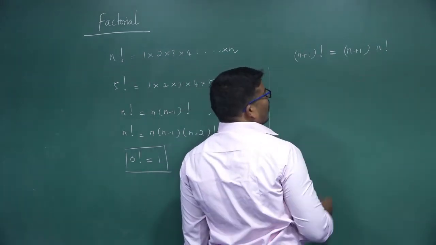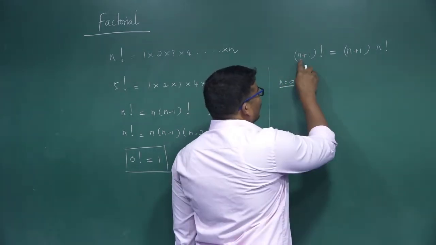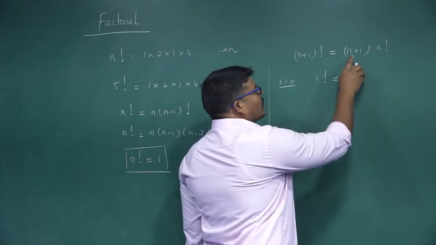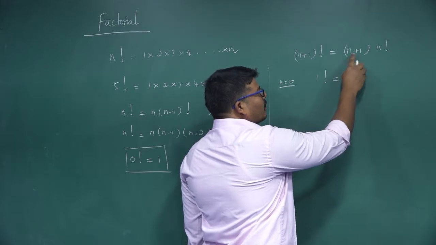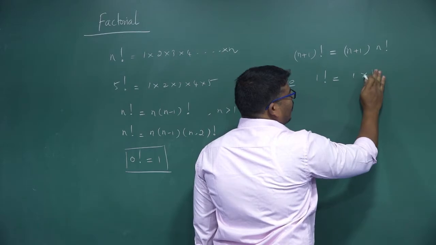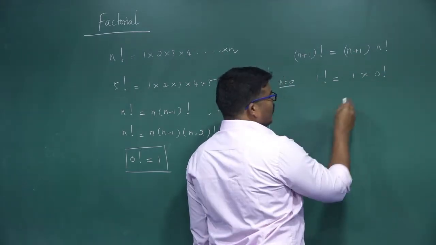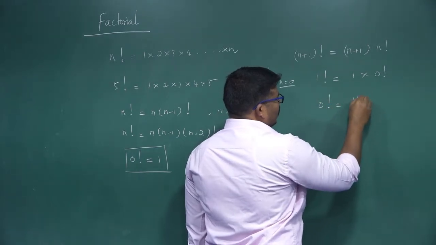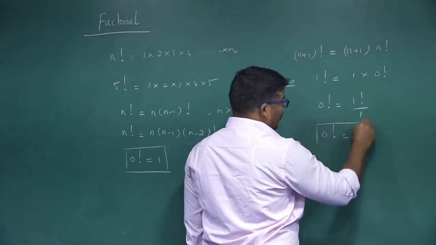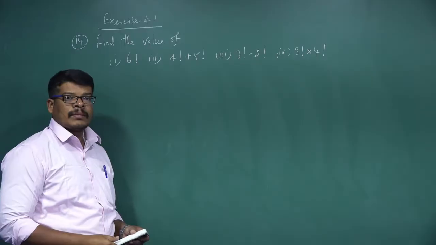(n plus 1) factorial equals (n plus 1) into n factorial. Put the value of n as 0. Then 0 plus 1 is 1 factorial, which equals 1 into 0 factorial. Now find 0 factorial: 0 factorial equals 1 factorial divided by 1. So the value of 0 factorial is 1.